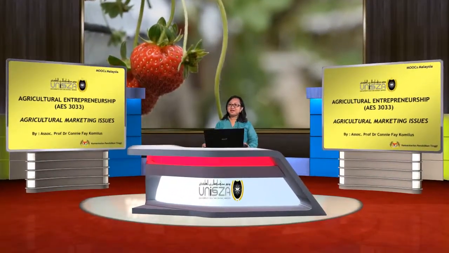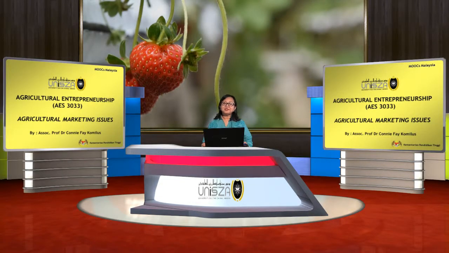Let me start my lecture by giving you a scenario. Mr. Ali was a new kid on the block in organic farming of strawberry in Cameron Highland, Malaysia. He was very enthusiastic in the beginning, but after a certain period, he found out there are many things that he was not aware of in terms of marketing aspects for his strawberry. So what happened was this gap was the cause of his downfall, and he eventually closed his business.